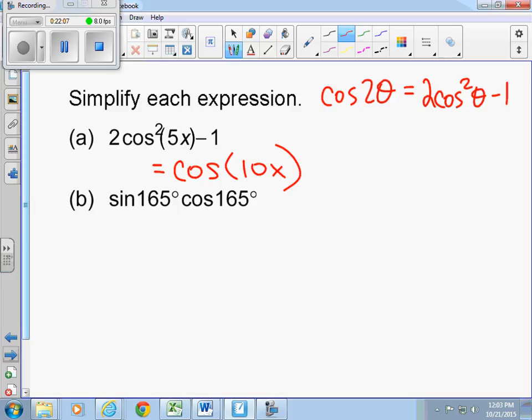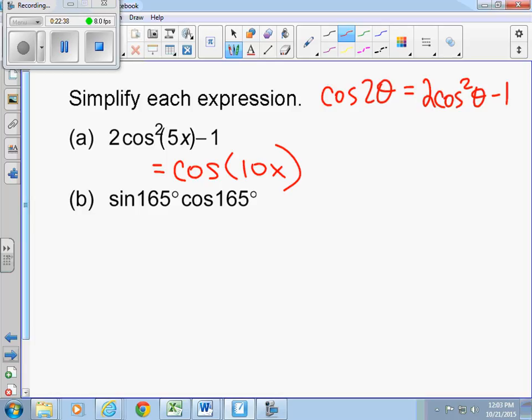Why is it equal to cosine 10x? Is that simpler for graphing purposes? Yes. I have no idea how to graph 2 cosine squared of 5x minus 1, but I'm pretty sure I could graph a cosine graph with just a period change. So that's a lot simpler. It's also a lot simpler as far as derivatives and integrals go, which is calculus in your future. So that's where that would come into play. It simplified it a lot, made it something we can deal with.